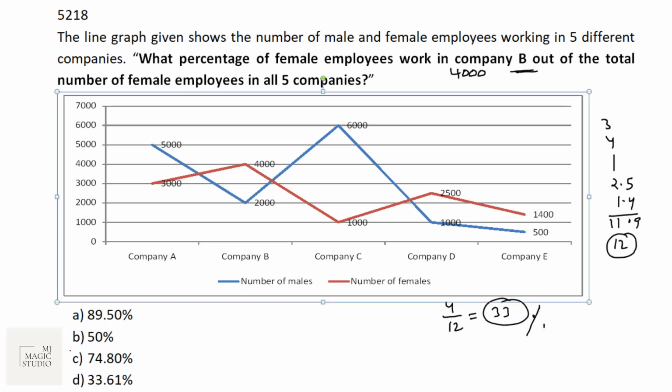We are looking out for the option which is near to 33%, which is 33.61. Option D is 33.61%. That is our answer.